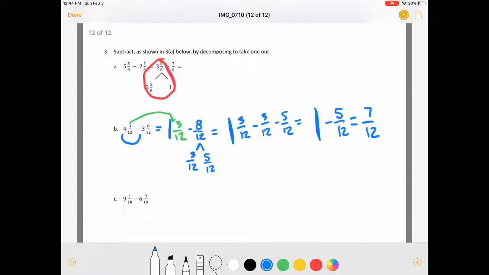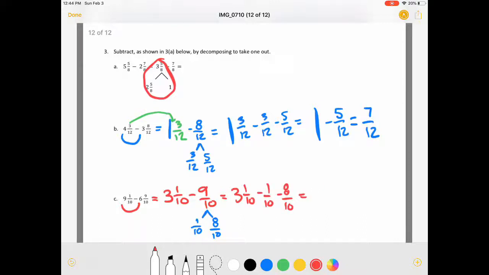Okay, let's do the same thing here on C. We're going to start off with subtracting 9 minus 6, which will give you 3. We're going to leave the 1/10, and we're going to subtract the 9/10. Got to break that 9/10 down into 1/10 and 8/10. So my new equation is going to be 3 and 1/10 minus 1/10 minus 8/10, which is going to leave you with 3 minus 8/10. And you're going to get a final answer of 2 and 2/10.